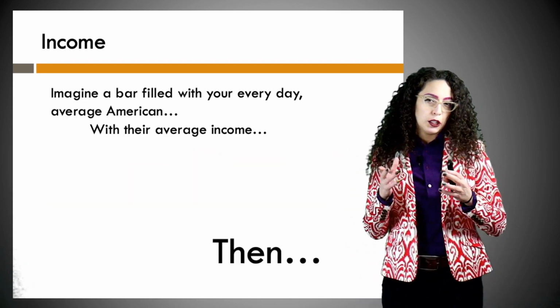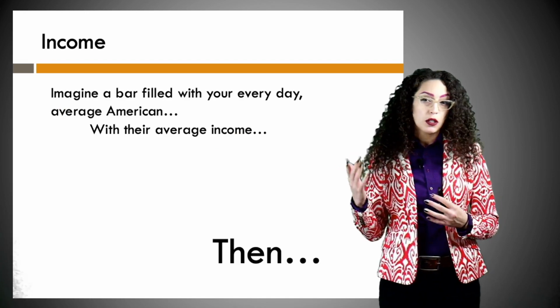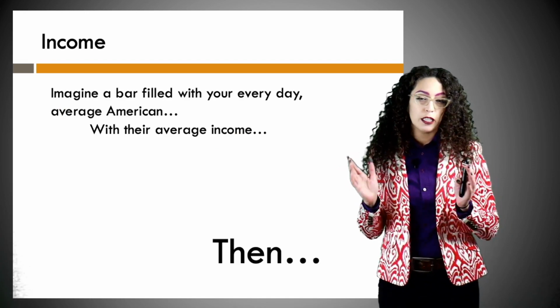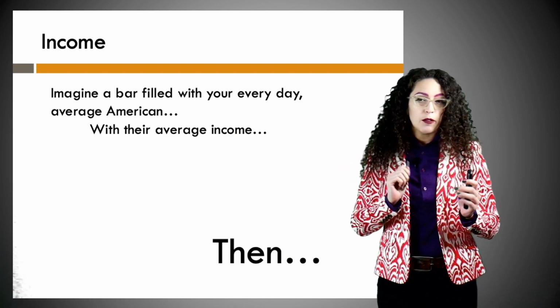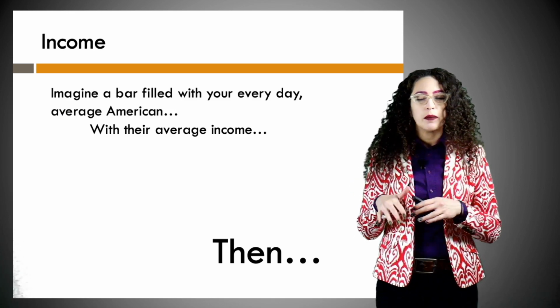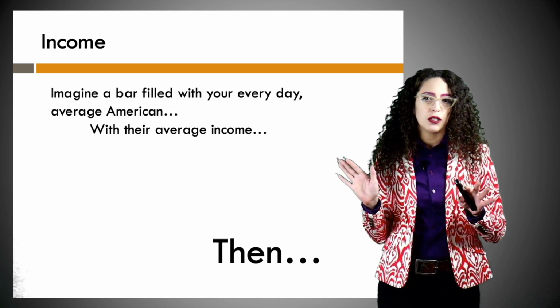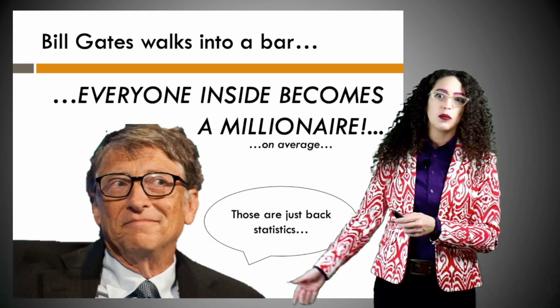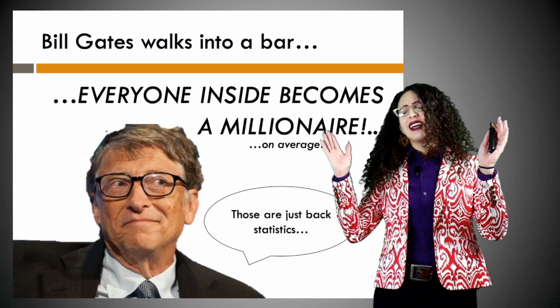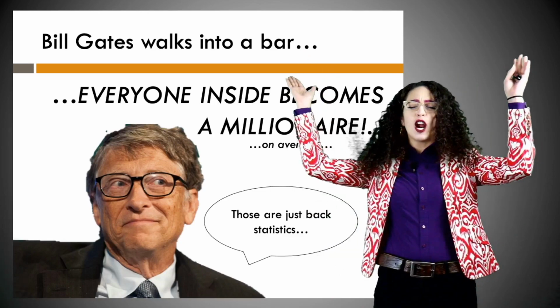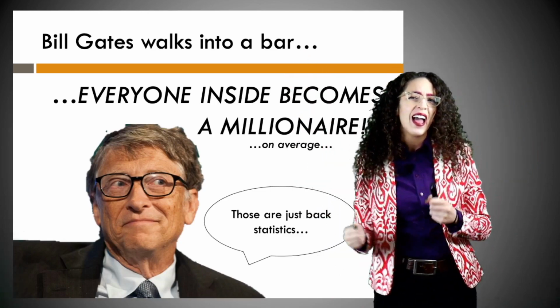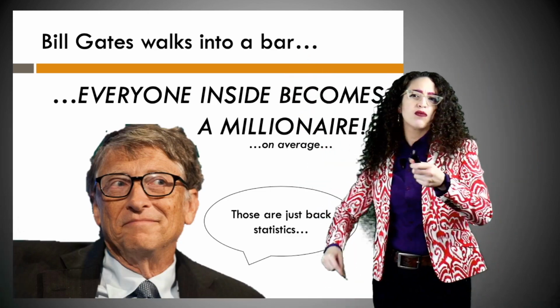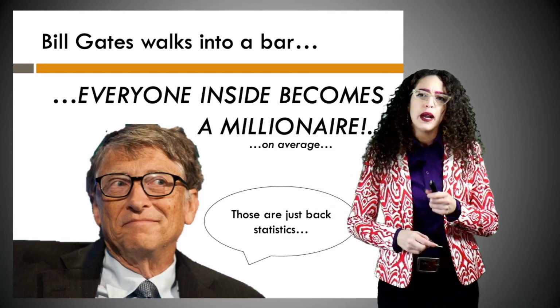So then imagine you have all these average Joes and average Marys at their bar, everybody having their average income, and everything's chill in their average world. But then Bill Gates walks into the bar and everybody on average becomes a millionaire. Woo! Yay! Right? No? What?